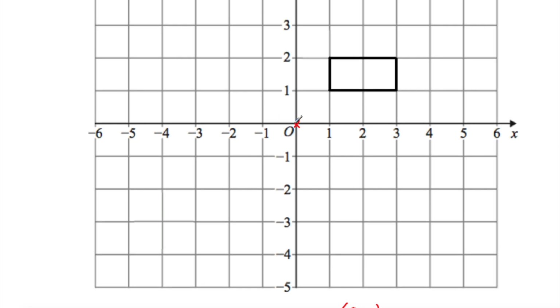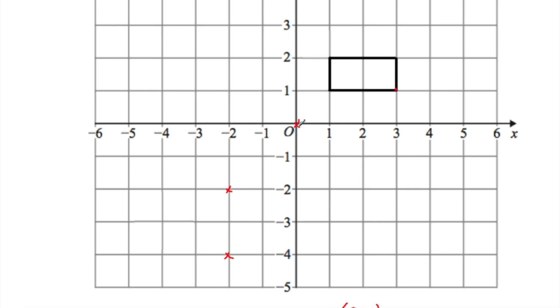So it means that all the points are going to be twice as far away in the opposite direction. So this point is 1 to the right and 1 up. So we're going to double it and go the opposite way. So it's going to be 2 to the left and 2 down, which would be there. This point here was 1 to the right and 2 up. So we're going to double it. So it's going to be 2 to the left and 4 down. 1, 2, 3, 4 would be there.